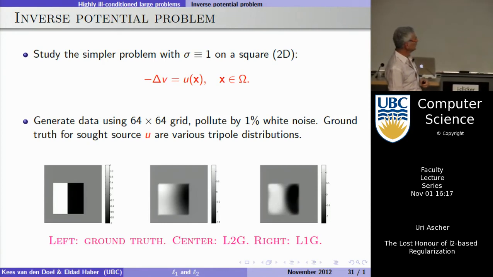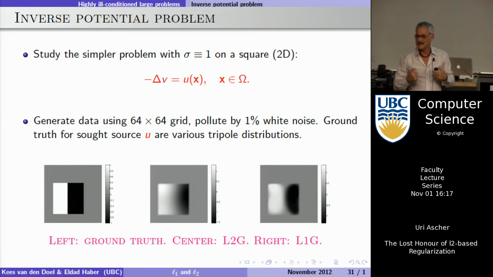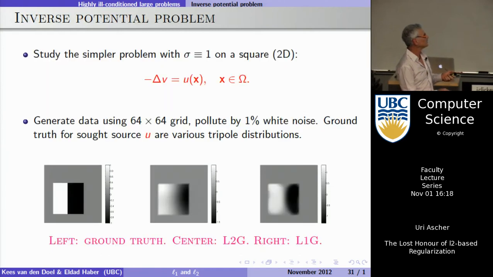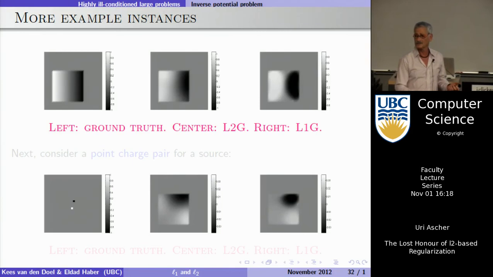So here's an example just to show you how bad things can be. The ground truth here is a step function. We are concentrating on the little square here. L2G smears it, as L2G always does. L1G is better. So L1G wins, except that now I start with a solution where the exact solution is smeared, and I get the same results. So whereas before L1G was closer to the solution, now it is L2G that is closer, because the results that I get are not so sensitive to what the exact problem was.